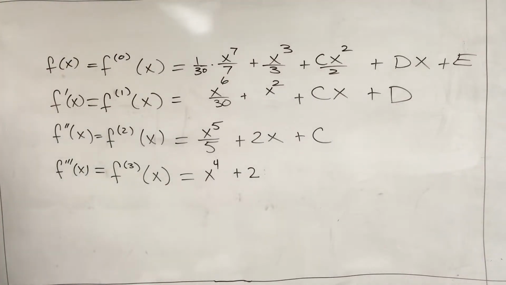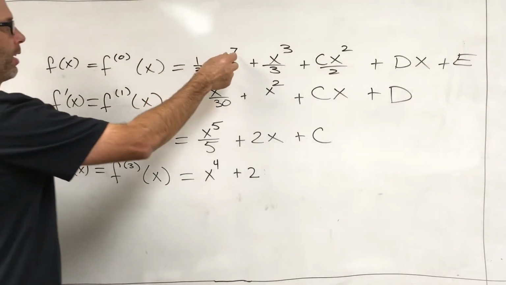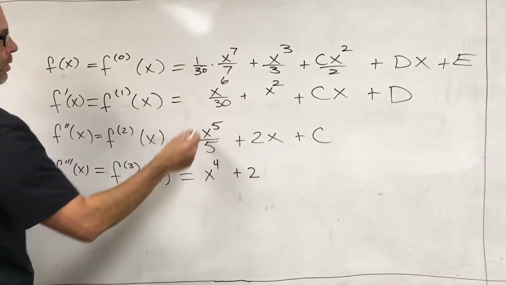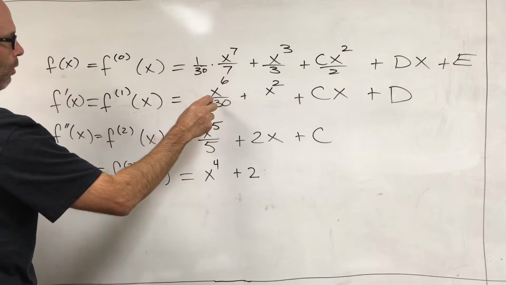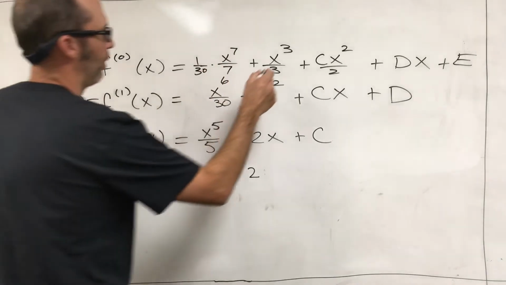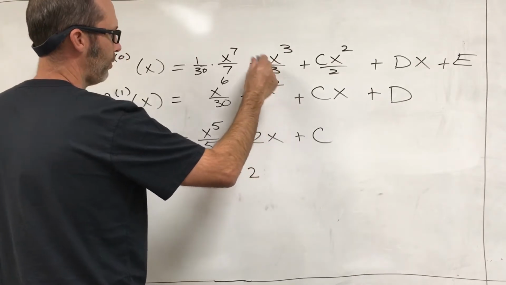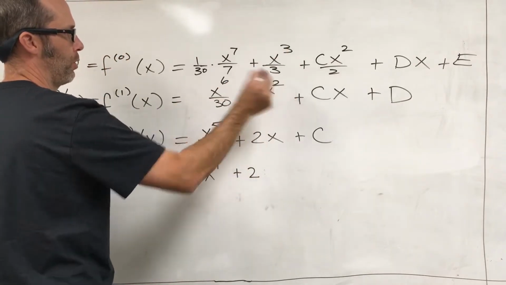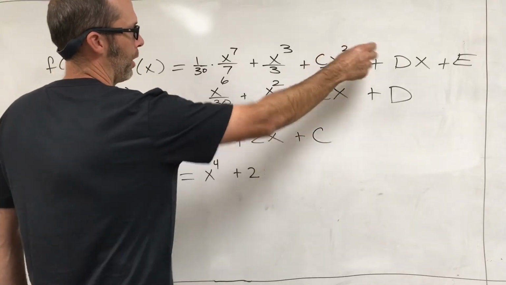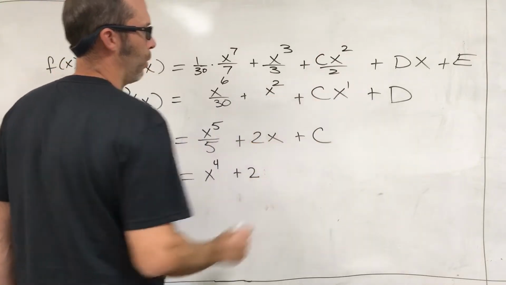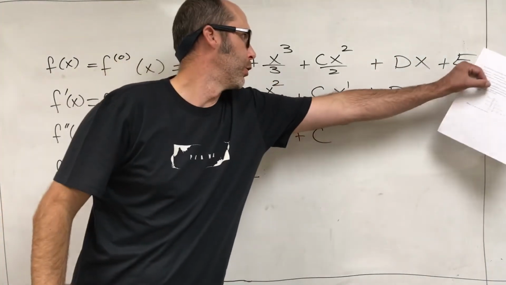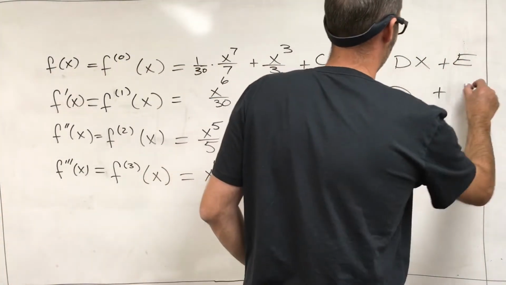All right, now let's just check again. If we check our work, if we take the derivative of f of x, 7 comes down, cancels there. We have a 1 over 30 x to the 6th, that's what we got there. Bring down the 3. The 3's cancel. 3 minus 1 is 2. Bring down the 2's. The 2's cancel. 2 minus 1 is just 1. x to the 1. Derivative of dx is d. Derivative of a constant e is 0.